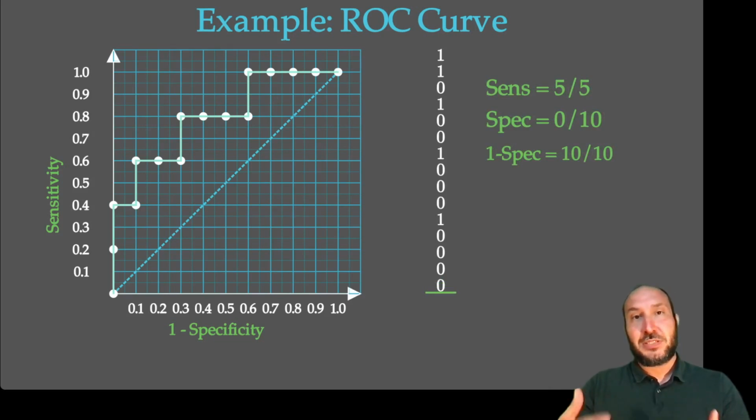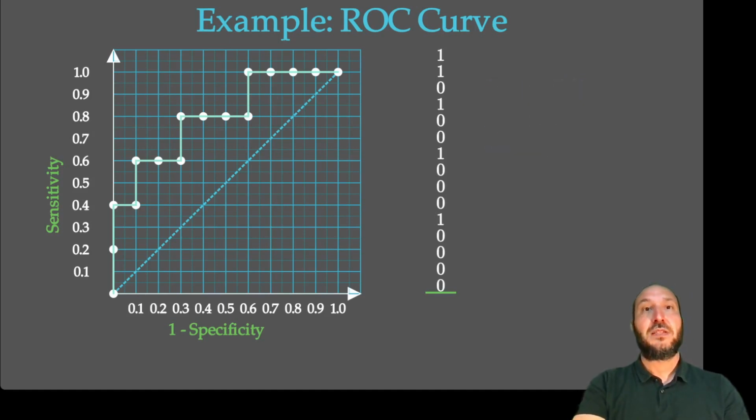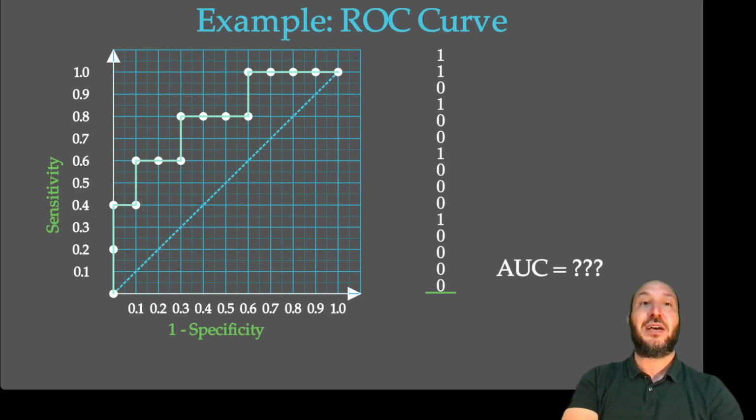And all that really changes from different models and different sets of predictions is the ordering of those 1s and 0s. That ordering alone is going to determine the path of our ROC curve and therefore the AUC value. So now we've completed drawing the curve, and the question is, okay, what's the AUC value? I see the curve, I want to know what the value is.